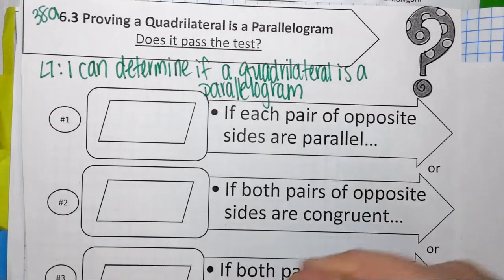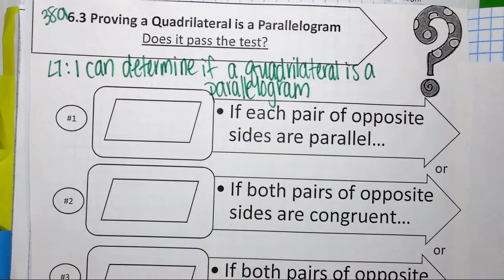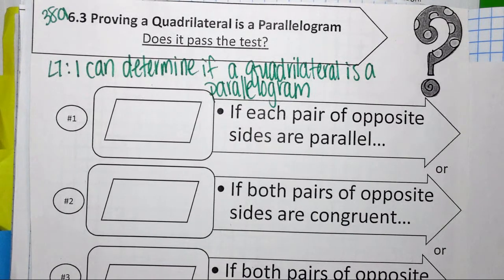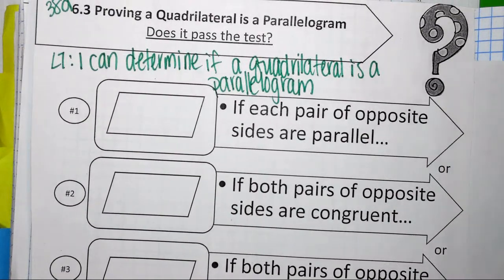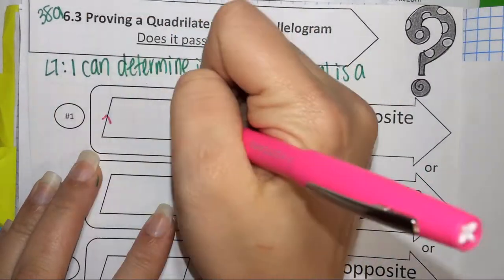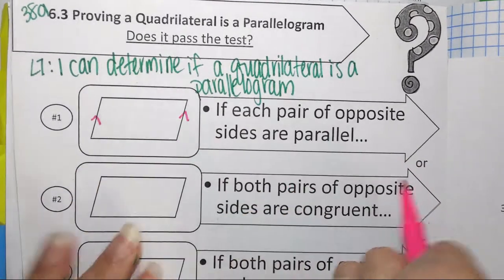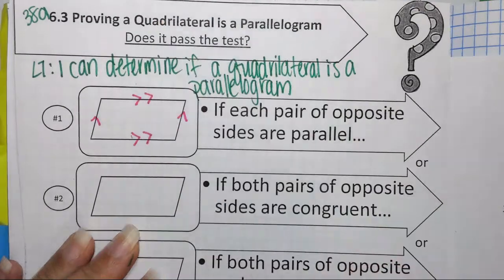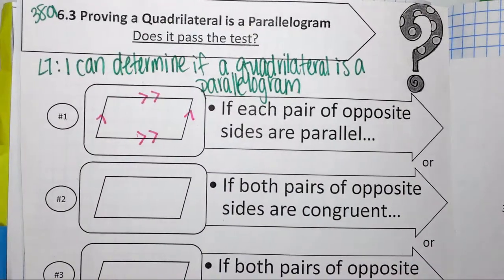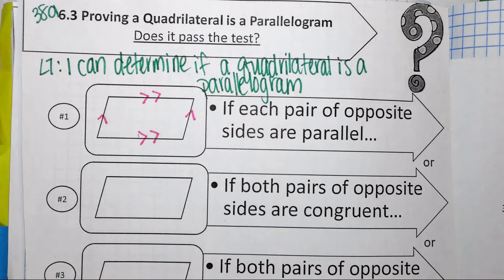You look and see if it passes one or more of these tests. Now, our first test is if each pair of opposite sides are parallel. So what would it have to look like on our picture for them to be parallel? What would we have to have? The arrows. Good, yeah. So we have to have arrows here. Now it says if each pair. So do we only have one or do both have to be parallel? Okay. So that's what it would have to look like for the first test.